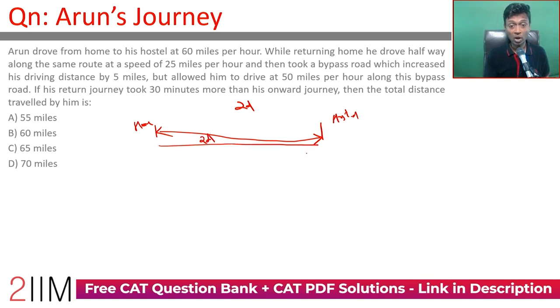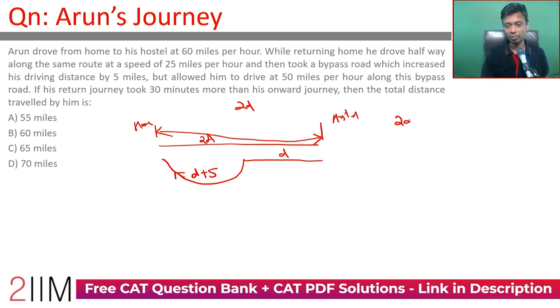Second time around, he drove half the route D and then took a bypass which increased the distance by 5 miles, made it D plus 5. This is the bypass. Right? While going, I'm going to assume that this D is in miles.